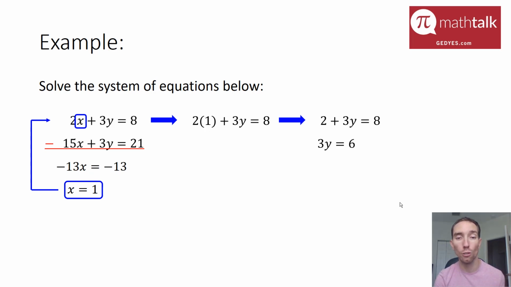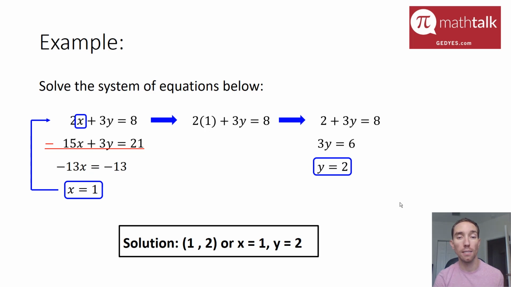And so I just have a couple of steps of algebra to solve for y. I'm going to subtract 2 from both sides, and that leaves me with 3y, and then 8 minus 2 is 6. Now I just need to divide both sides by 3, and I get y equals 2. So the solution for this example is the point (1, 2), or x equals 1, y equals 2. Okay, so that's one example. Let's look at another on how we can use elimination.